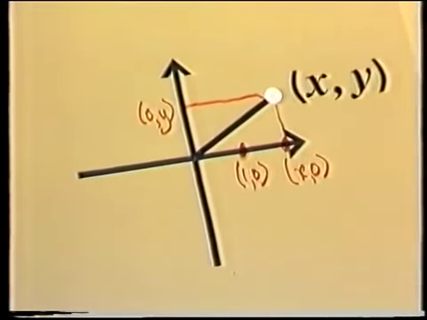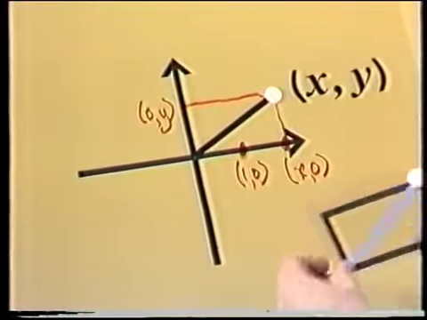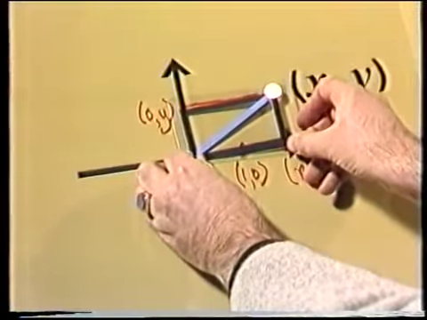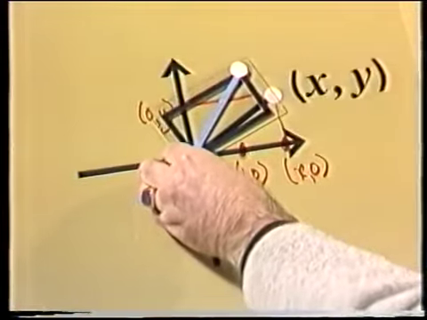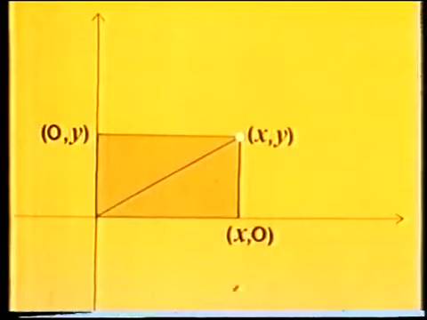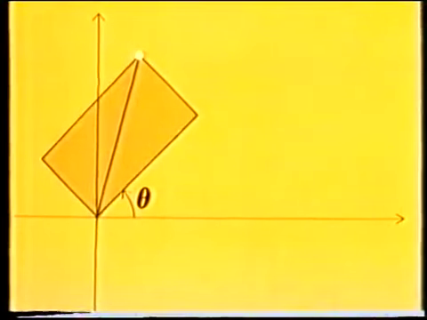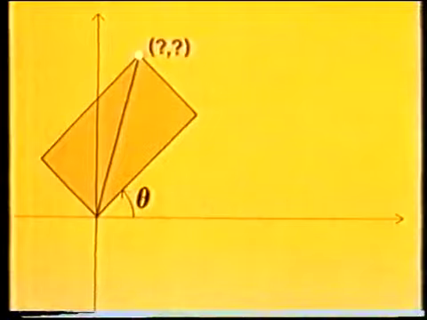Now, if we rotate through theta, then all the points (x, 0), (0, y), and (x, y) get rotated through theta. So what we're going to do is to look at this rectangle and find out what happens to its corners when it's rotated. To rotate (x, y) through an angle theta, we rotate the whole rectangle through theta. Now we want the coordinates of this point. We can work up to them by finding the coordinates of the other corners of the rectangle.